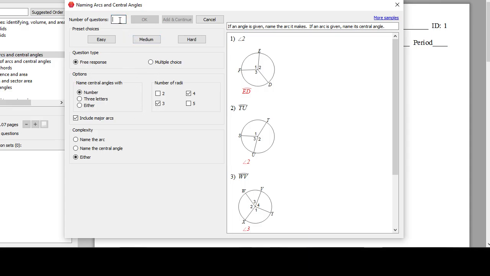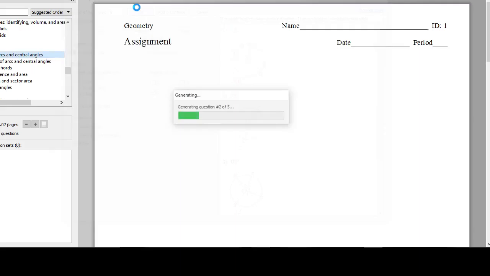Okay, so let's do some of this stuff. It doesn't require any math necessarily. I just want you to recognize some stuff.